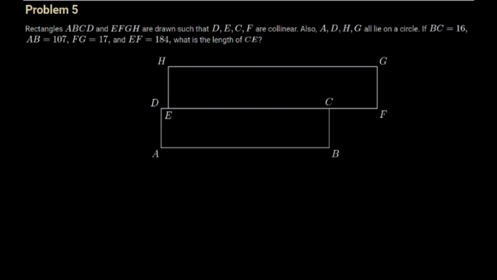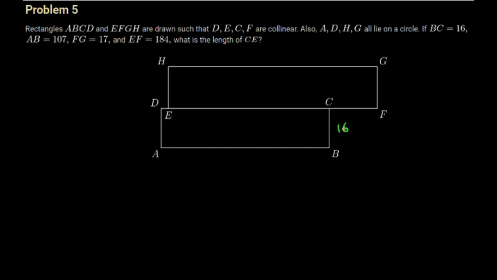This is the 2024 AIME I problem 5. We're given rectangles ABCD and EFGH, which have D, E, C, and F all collinear. Also, A, D, H, and G all lie on a circle. If BC is equal to 16, so let me start labeling that.